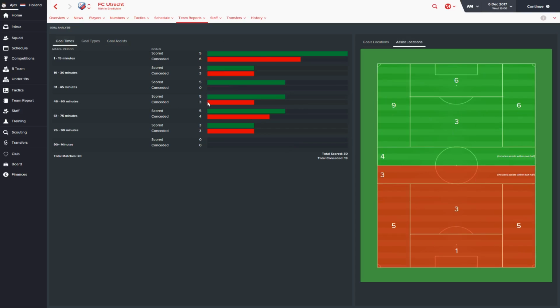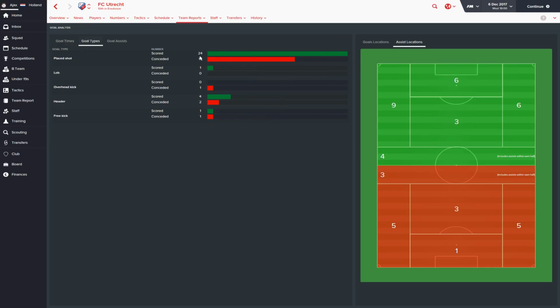Alrighty, so goal times here. So we can see that they score and concede a lot early on. So I'm just going to make sure that our team is motivated and ready to play early on. We don't make any silly mistakes. So I'm not going to make any major changes there. Goal types here, so mainly open play shots, which is pretty consistent. Not a whole lot of headers though, so for me that would probably indicate straight away that they don't have a whole lot of crosses, given they don't have a whole lot of headers.